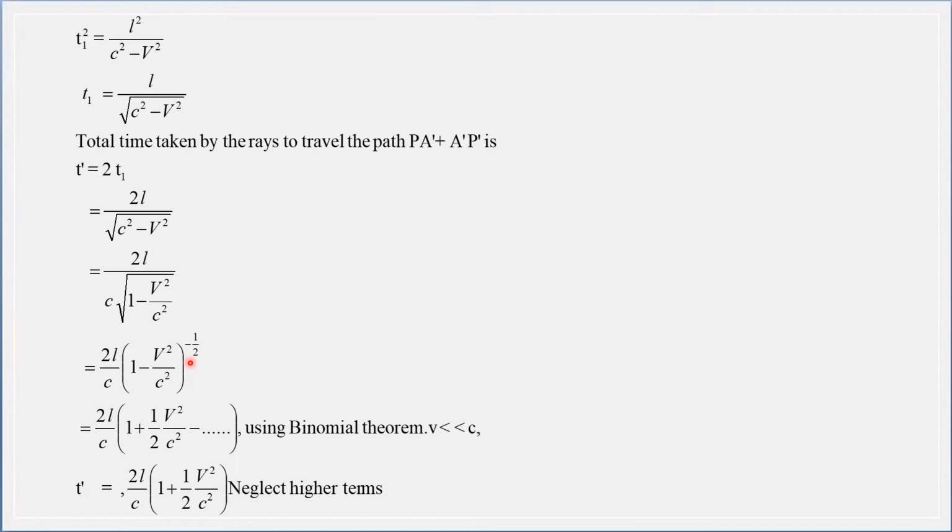Then use the binomial theorem, which says this comes as minus half, so minus and minus as plus. So plus half v square by c square and higher terms. The higher terms we are going to neglect, so we have not written them. Since v is much smaller than c, as I mentioned earlier, we neglect the higher terms. And what you get is T dash is 2L by c, and what remains inside is 1 plus half v square by c square.